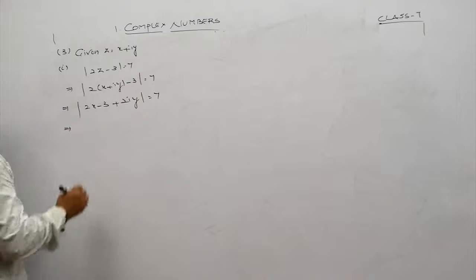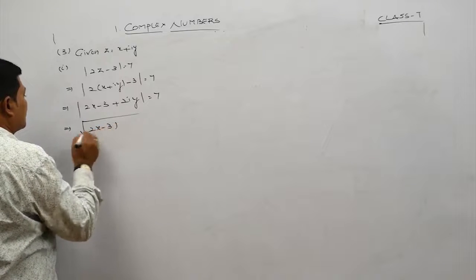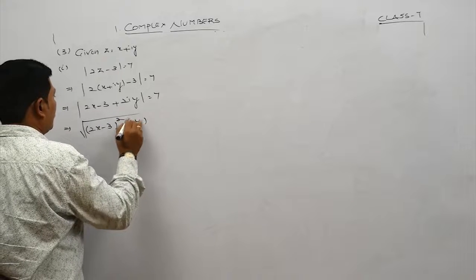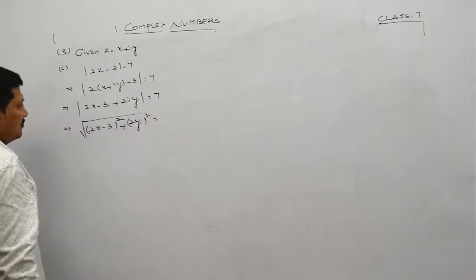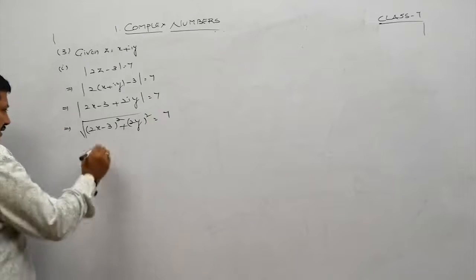So modulus again, root of (2x - 3) whole squared plus (2y) whole squared is equal to 7, squaring on both sides.